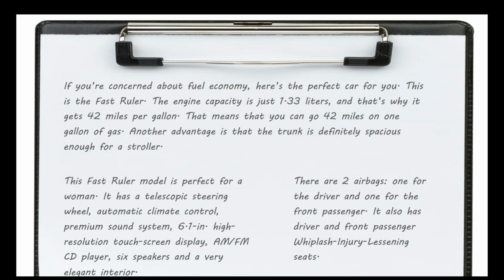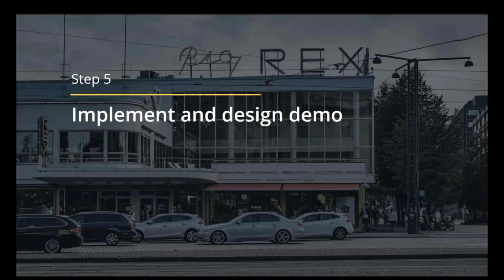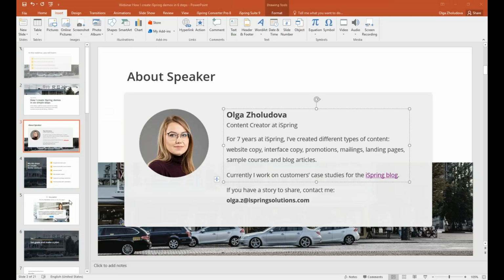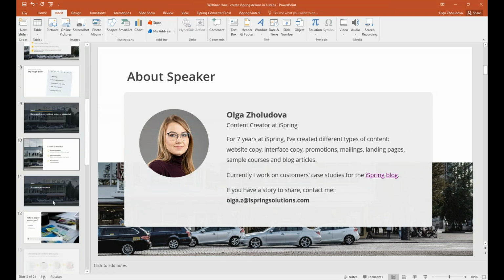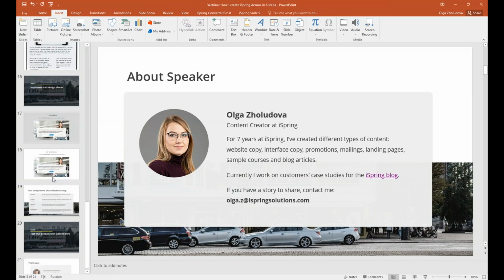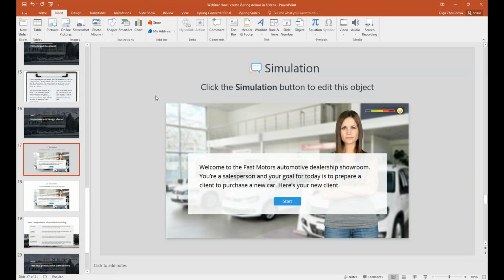And once I had a strong structure and version 1 of the dialog copy, I could implement and design my demo in the tool, in iSpring TalkMaster. So I moved to the authoring tool, and right now I want to show you what it looked like from the very beginning. So I'm going to escape my presentation and go to a blank slide.